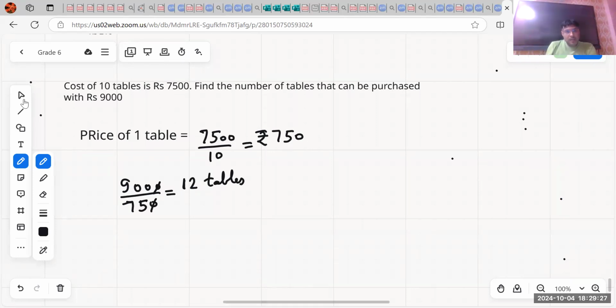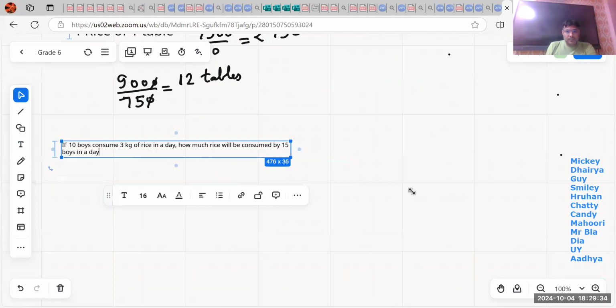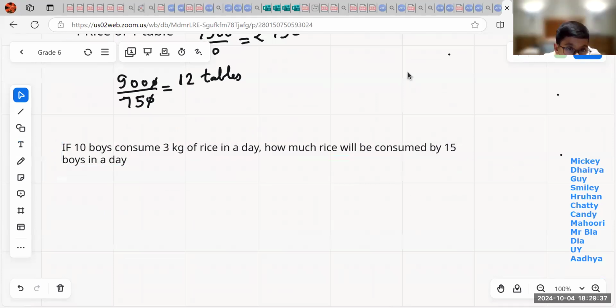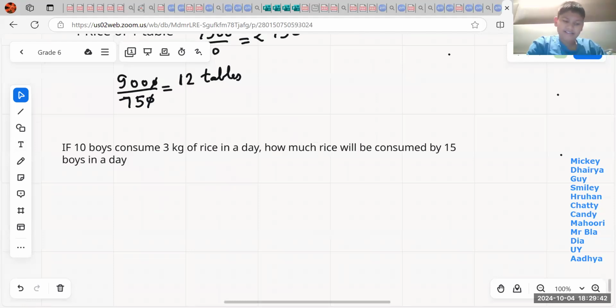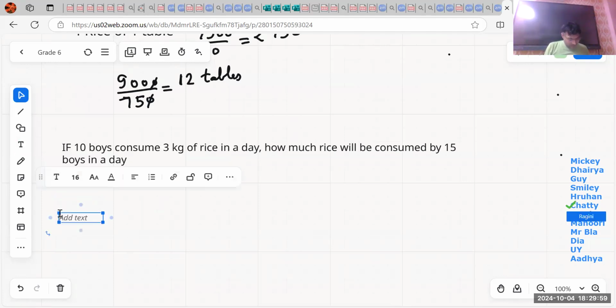Next, guys. Sir, 1 kg equal to how many grams? 1,000. Of course, 1,000, beta. What kind of question was that? Were you joking? I think you were joking.